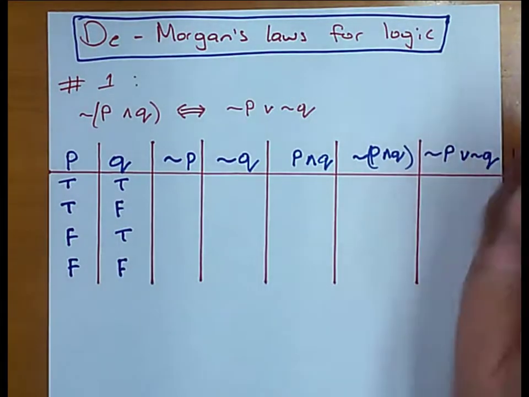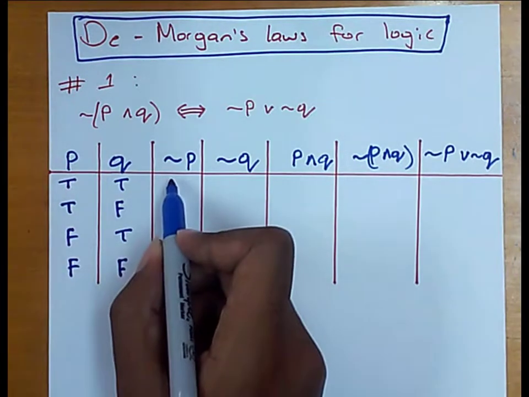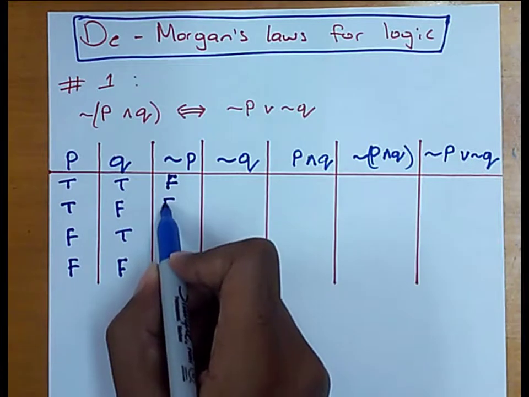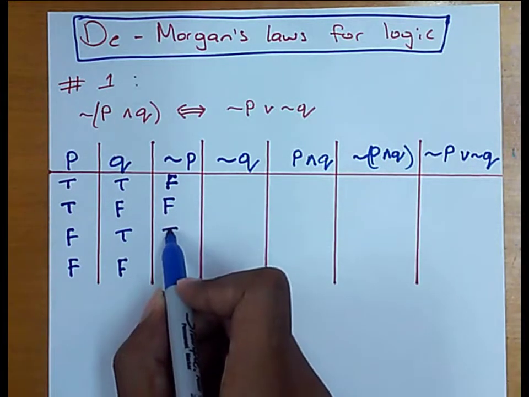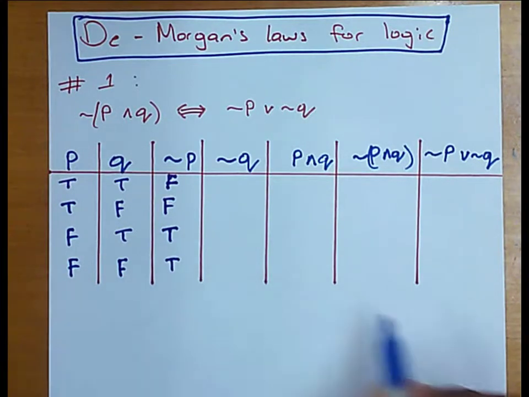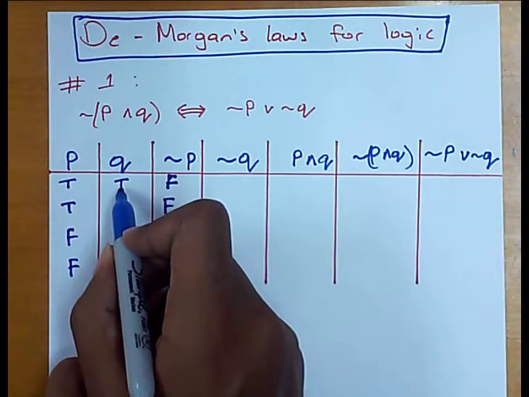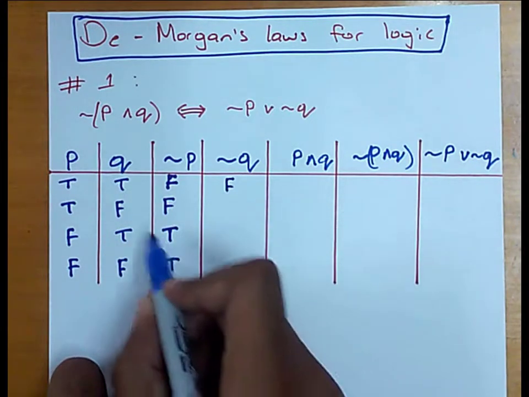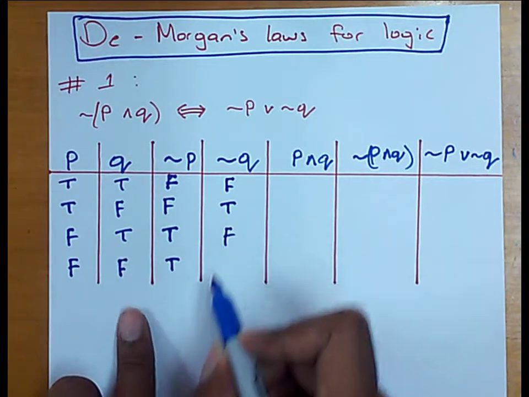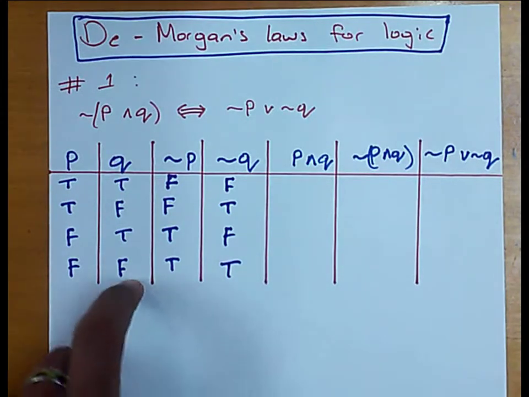So for the negation of P, we have T, which is true, so negation becomes false. Negation becomes false. Negation becomes true. The negation becomes true. And now for Q, the negation of T is just F. The negation of F is just T. The negation of T is just F. The negation of F is just T.